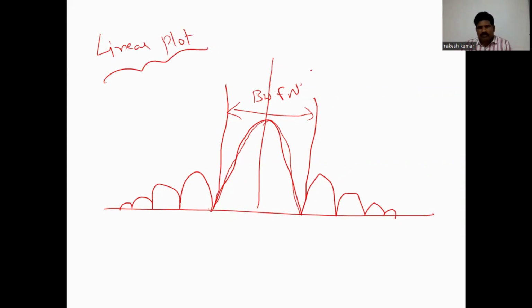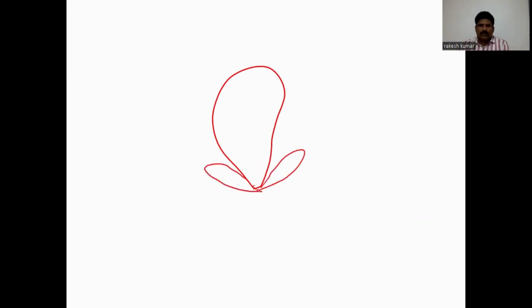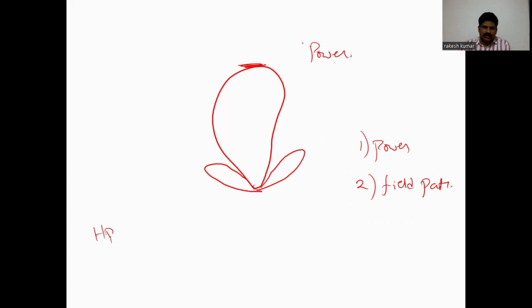What about half power beam width? Coming to the formulas, for example, this is the radiation pattern, and this is the maximum power. There are two types of representation of a radiation pattern: one is the power pattern, the other one is the field pattern. Here the radiation characteristics are expressed in power. The definition for half power beam width is when the power has fallen to half, or 50%, of its maximum value.